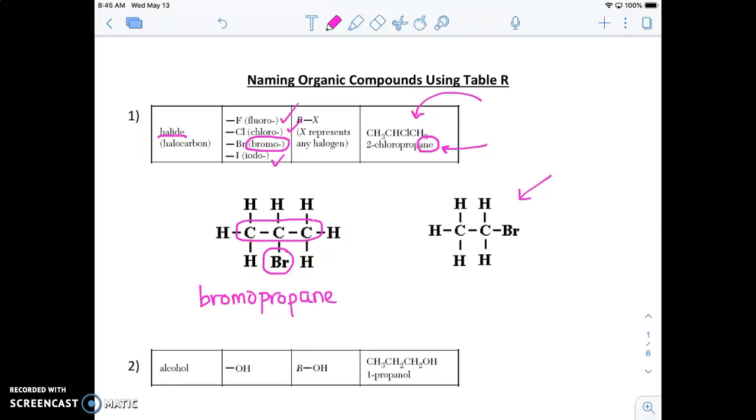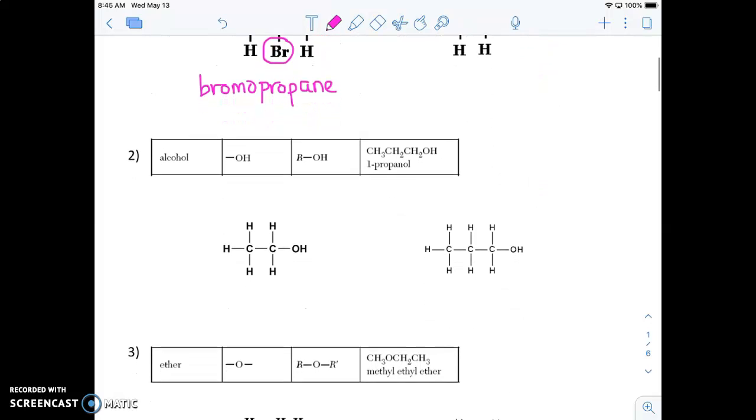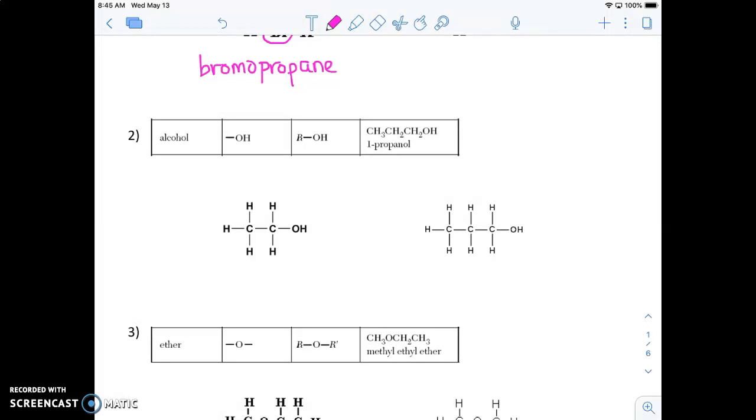Okay? All right. So next ones are your alcohols, and alcohols end in anol. Okay? So where does the beginning come from? As always, we just count how many C's we have. So 2 C's is eth, and table R tells me that all alcohols end in anol. So this is ethanol. Okay, pause the video. I want you guys to try this one.